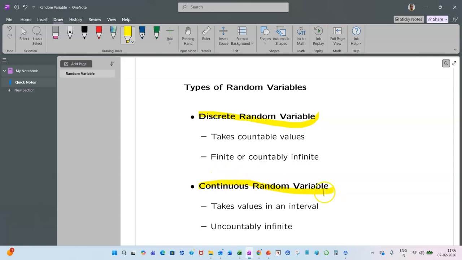A continuous random variable takes values in an interval, uncountably infinite. That's a continuous random variable. Say height of a person. Height of a person takes any values between 4 feet and 7 feet. So that's a continuous random variable.